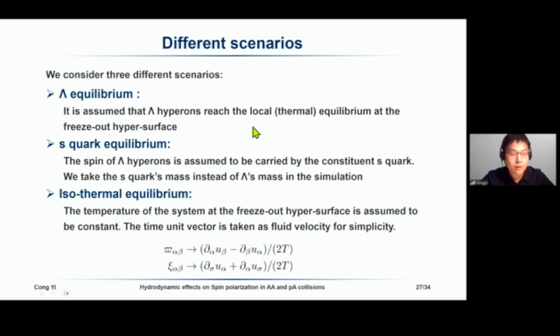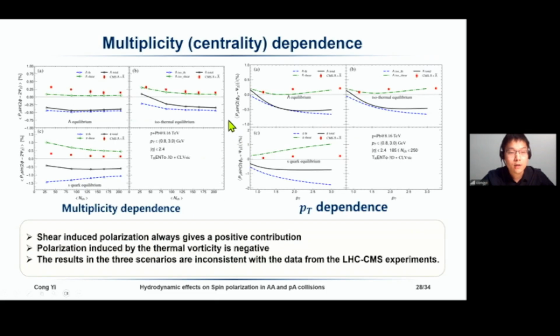In the s-quark equilibrium, it is assumed the spin of lambda hyperons is mainly carried by the constituent s-quarks. In the isothermal equilibrium, the temperature gradient will be neglected. Note that the numerical simulations in the s-quark equilibrium and the isothermal equilibrium can partially describe the experimental data at high energy nuclear collisions. Here are our numerical results in the 3 different scenarios.